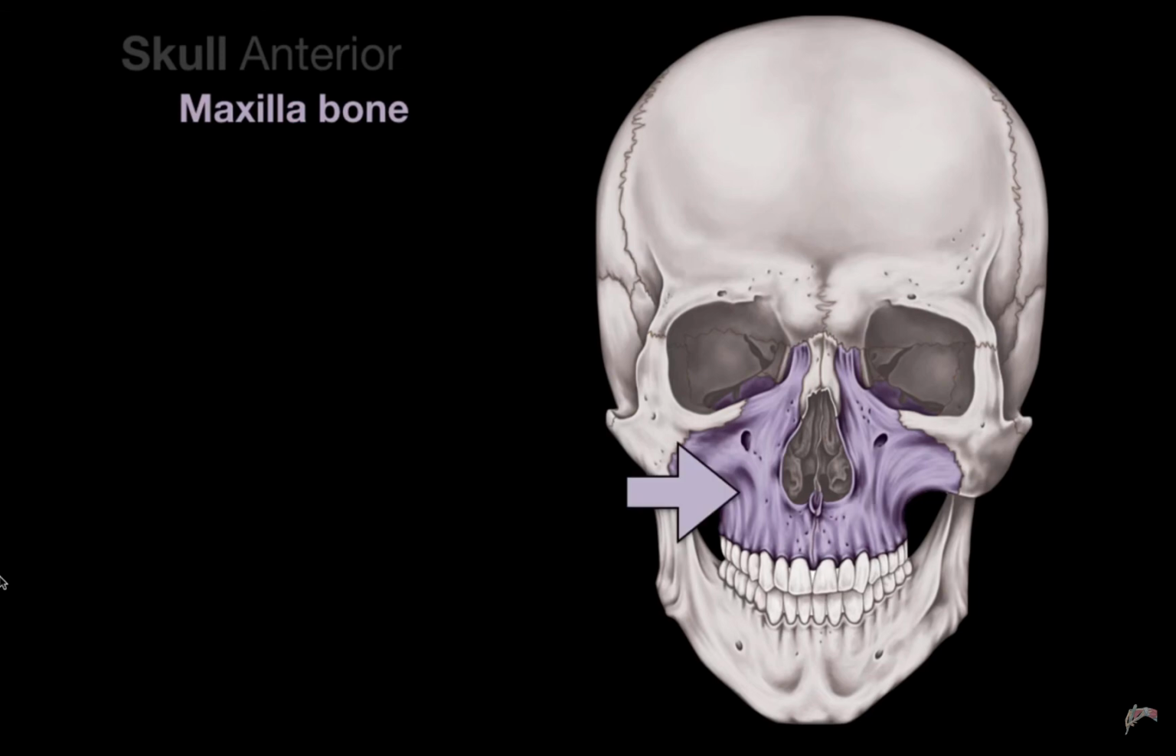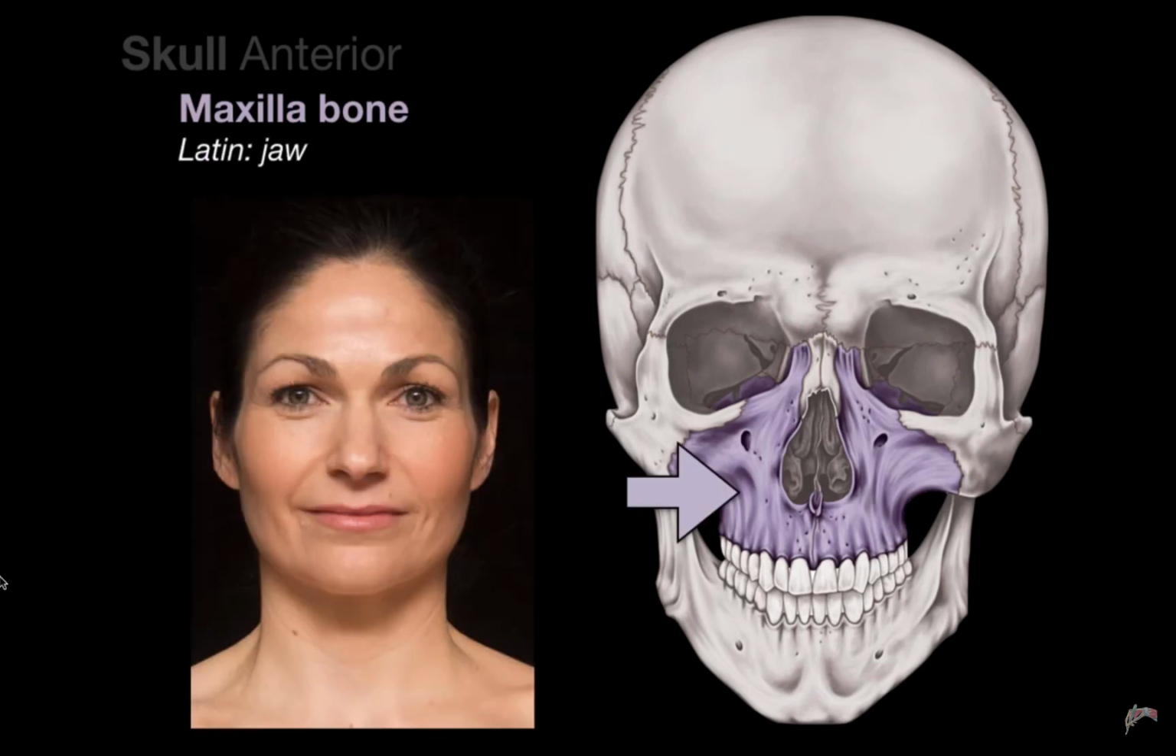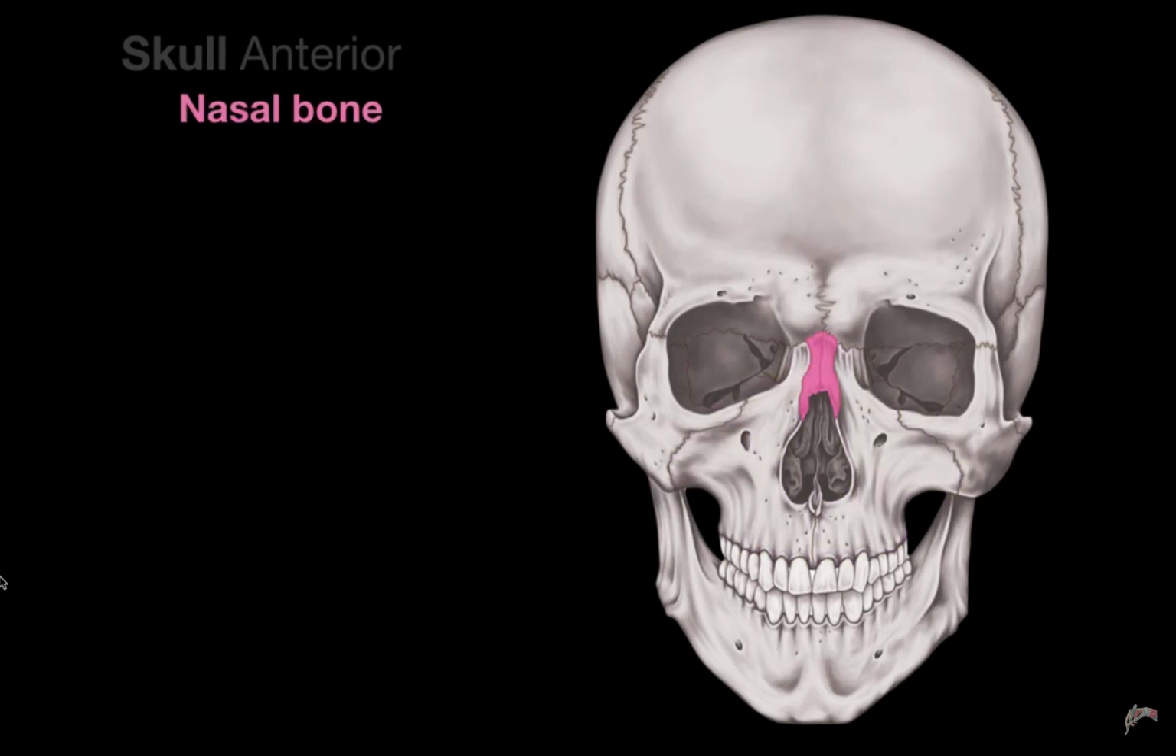So the maxilla is this bone here in purple, and it is Latin for jaw, and it's the part of the upper jaw and all the way up to the side of the nose. Now the nasal bone is located here because nasal means nose.